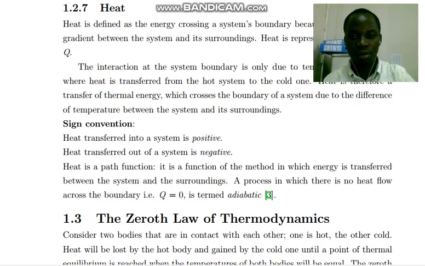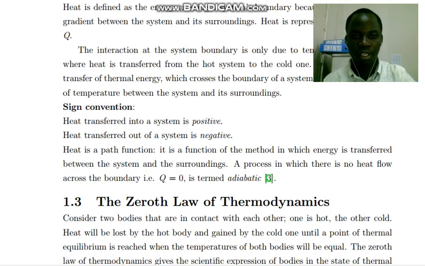The sign convention used is that heat transferred into a system is positive and heat transferred out of a system is negative. Heat is a path function. It is a function of the method in which energy is transferred between the system and the surroundings. A process in which there is no heat flow across the boundary, where Q is equal to 0, is termed an adiabatic process.